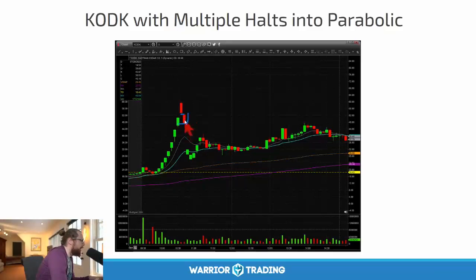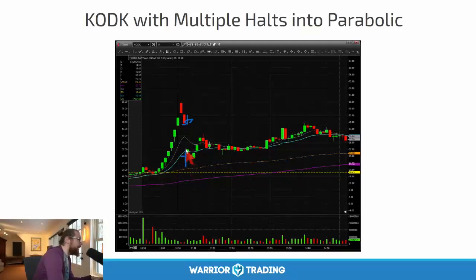And then it went into a second halt, and I was like, that's weird. It resumed flat, so I thought, is that now going to rip back up? Because usually they'd be gapping down. And then it was on the resumption of the second halt going down that we got this big gap from 48 all the way down to like 25.